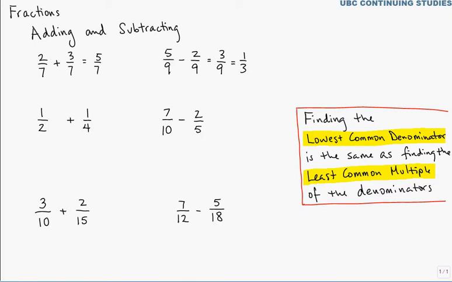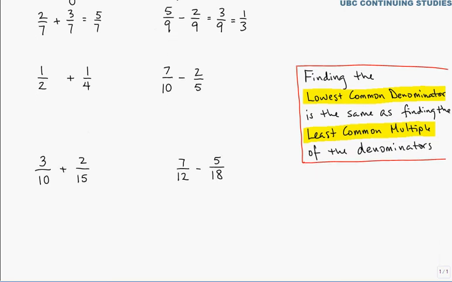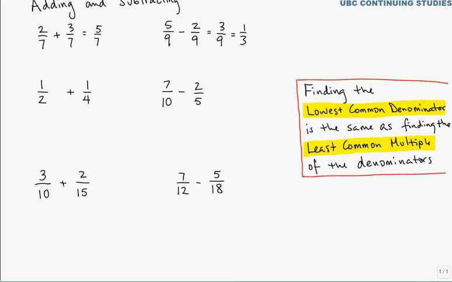Now, what if the denominators are not the same? So, a half plus a quarter, for instance. As I've said in the box over on the right, finding the lowest common denominator, which is crucial for adding and subtracting fractions, is really the same as finding the least common multiple of the denominators. So it's really important you've already got that skill down pat. So a half plus a quarter. To find the lowest common denominator is pretty straightforward in this case.